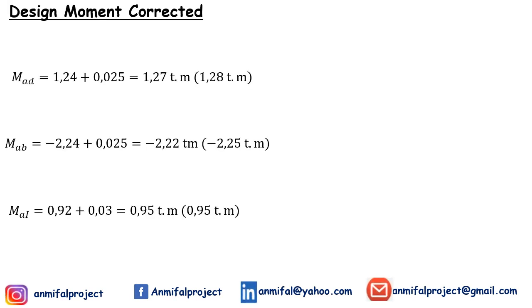Finally, you can find the corrected design moments correspondingly: 1.27 ton meters for the bending moment at section ED, minus 2.22 ton meters for the bending moment at section EB, and the last 0.95 ton meters for the bending moment at column E1.